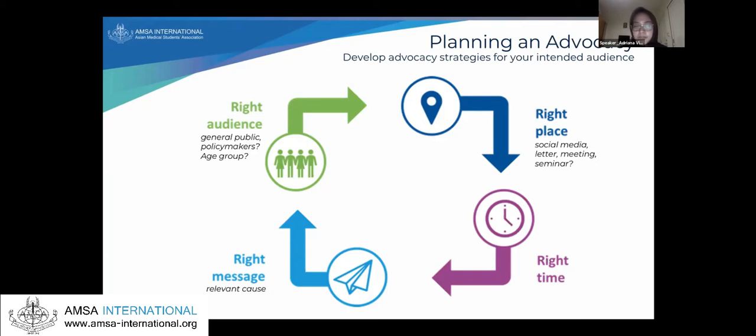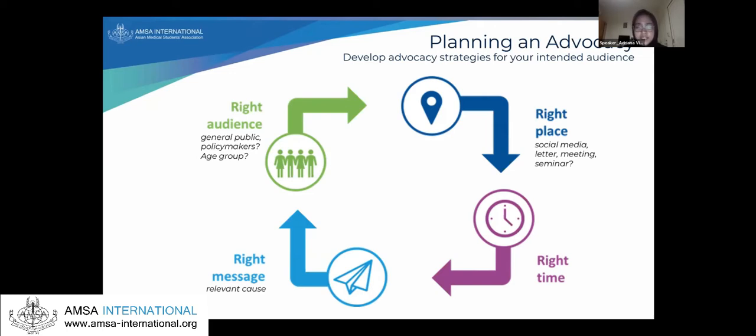But the point I would like to make is that in every problem, for every cause, there are different stakeholders. And for different stakeholders, the message should be different. And also the channel for which you're trying to send a message. So identifying the right audience is important because only then you will be able to identify the right channel and the right message.